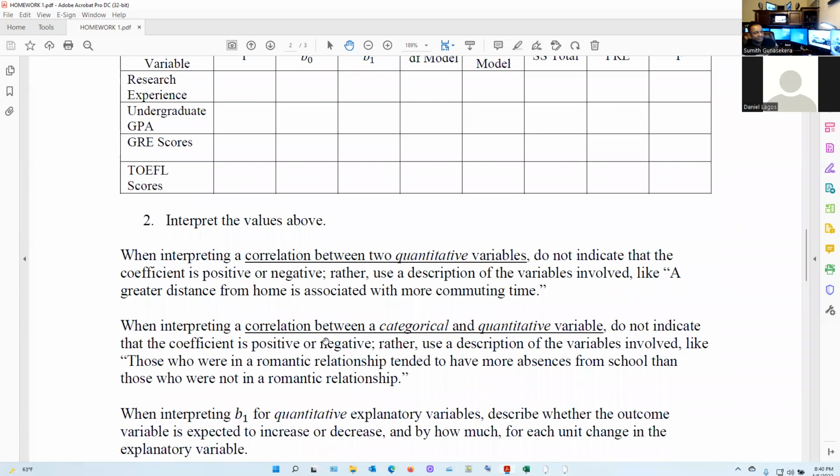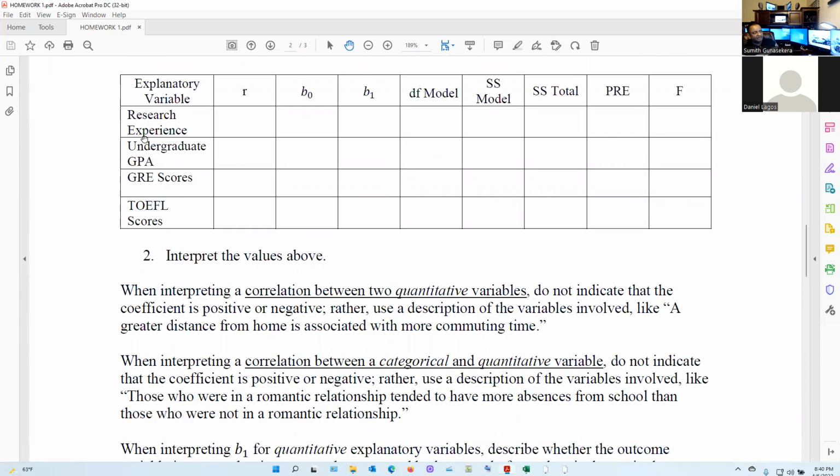When interpreting a correlation between a categorical and a quantitative variable, quantitative always comes in because the y variable is quantitative. The other variable, the x variable, is either quantitative or categorical. Here, if the x variable is quantitative, do not indicate the coefficient as positive or negative. Rather, use a description of the variables involved, like those who were in a romantic relationship tended to have more absences from school than those who were not in a romantic relationship.